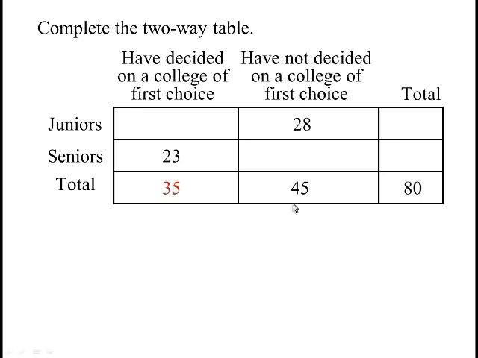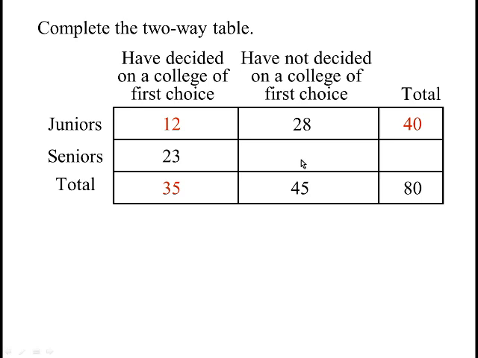So the first thing I'm going for, probably the only thing you can do, is figure out the total number of people that have decided on their college of first choice by subtracting 45 from 80. Now you can figure out the number of juniors because the juniors plus the seniors has to equal the total. 35 minus 23 will be 12. And now you can work across. 12 plus 28 is going to be 40.